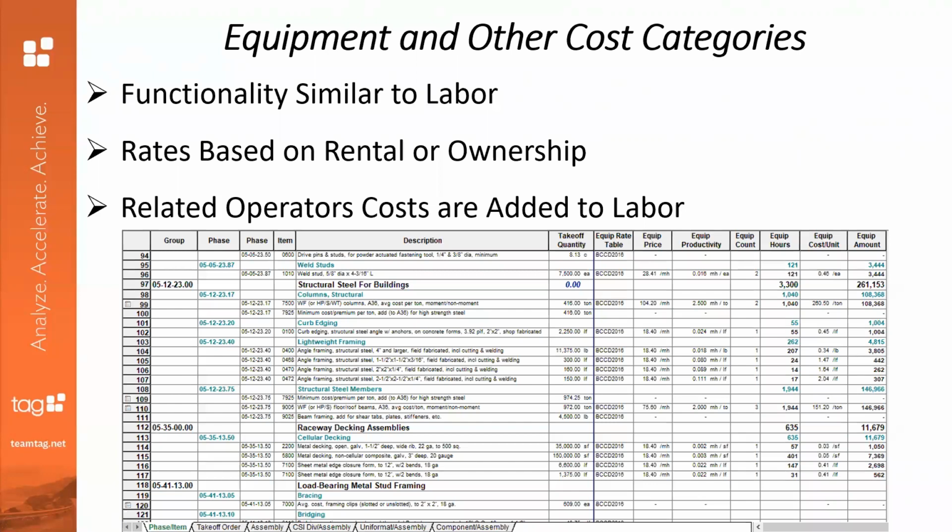Let's take a look at the equipment and other cost categories. Equipment is similar to labor in the way it's set up. It has rates based on rental or ownership, and there are related operator costs that are automatically added to the labor. The other category is for those miscellaneous items that don't always fit into the other categories, like labor, material, and equipment. Let's just say you have lump sum items and you want concrete, for example, to be $475 per cubic yard. You could just plug in a lump sum for labor, material, and equipment all combined, and you would then put that under other.